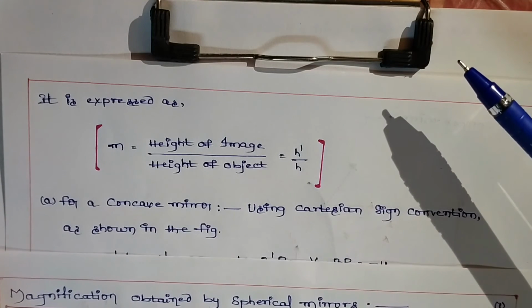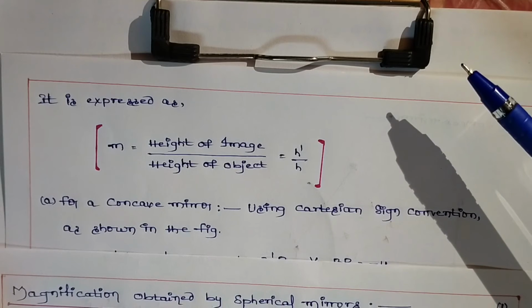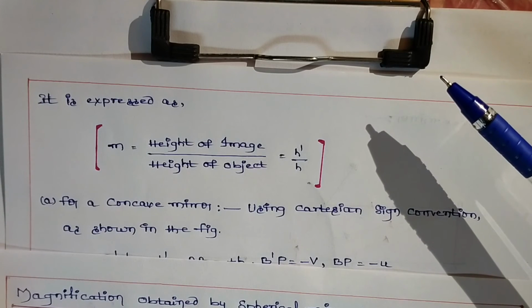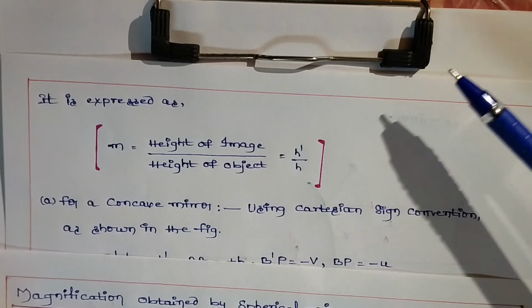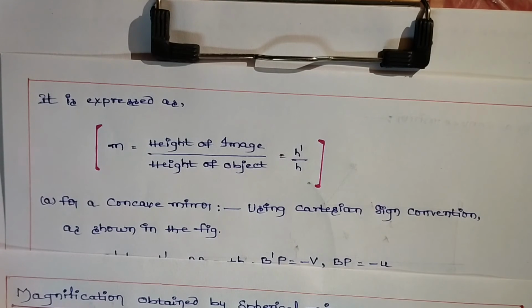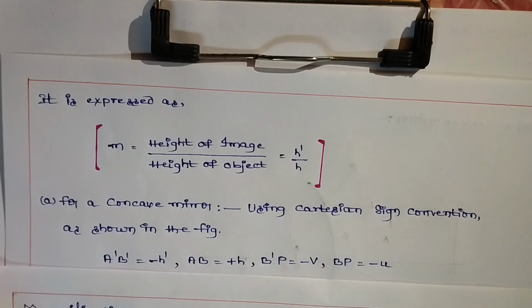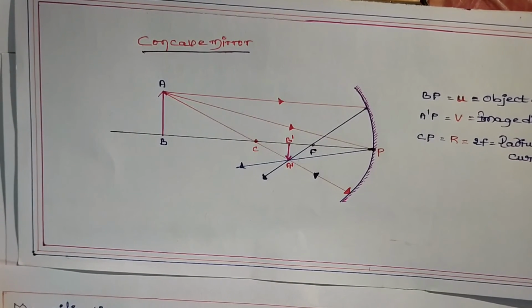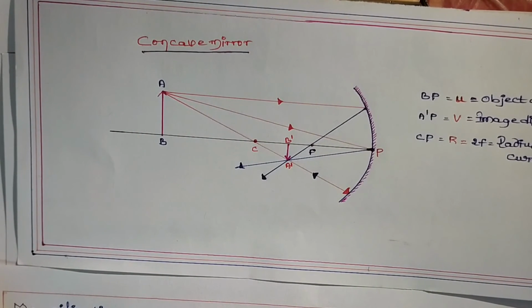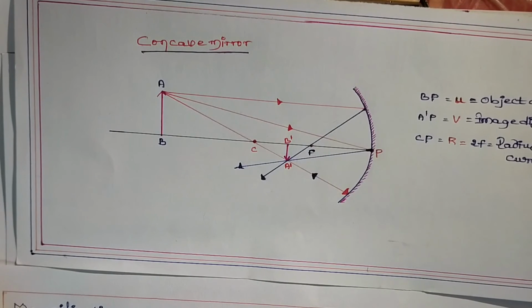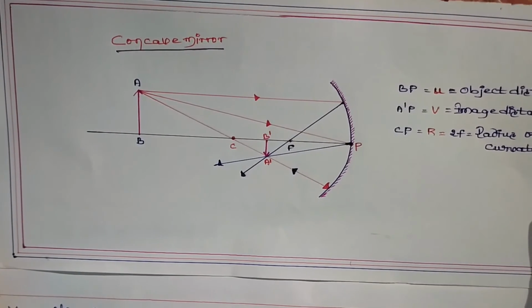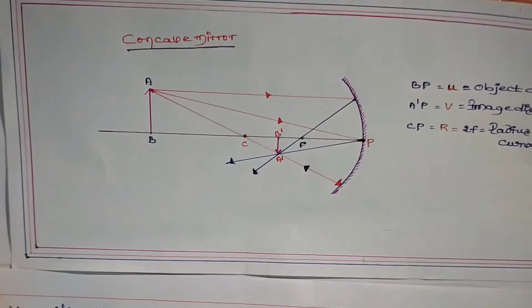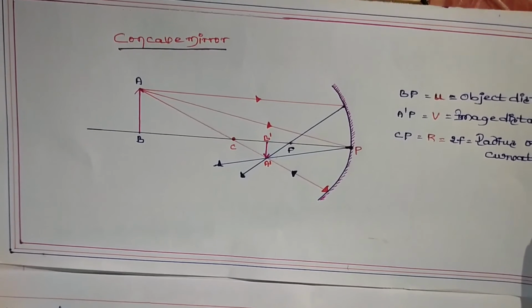And next we have to discuss the magnification for a concave mirror and convex mirror. Here, using Cartesian sign convention as shown in the figure, we will discuss the magnification of a concave mirror. Here, according to this diagram, this is the concave mirror.